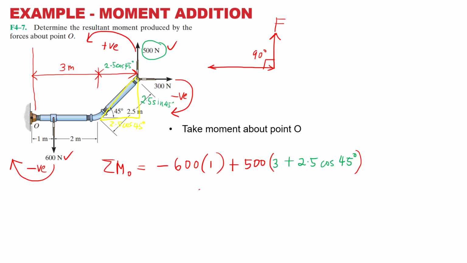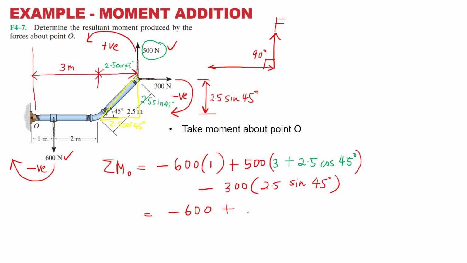So, I'm going to put down here. Negative 300. It's a negative. It rotates like this, clockwise. So, the distance is very simple lah. Distance ni lah. This distance. Which was 2.5 sine 45. That's it. 2.5 sine 45 degrees. So what is the value? Negative 600. Campur. Ini berapa jadi?